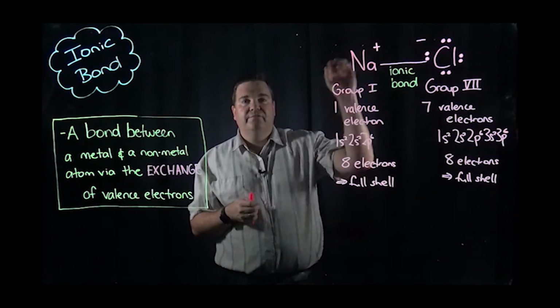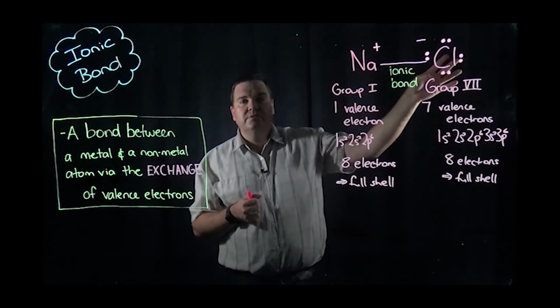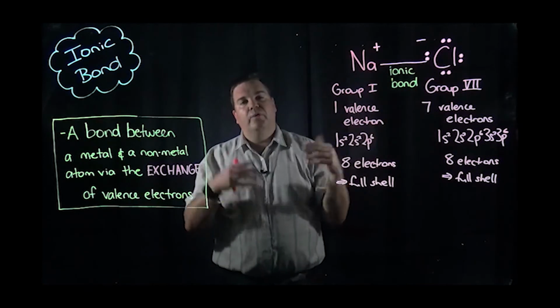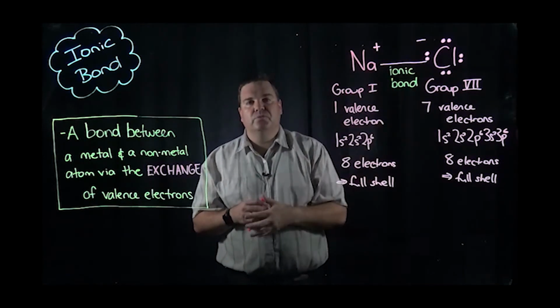The metals give up electrons in order to get a full outer shell. The non-metals gain electrons in order to get a full outer shell. And when we get that exchange of the valence electron, we form an ionic bond between them.